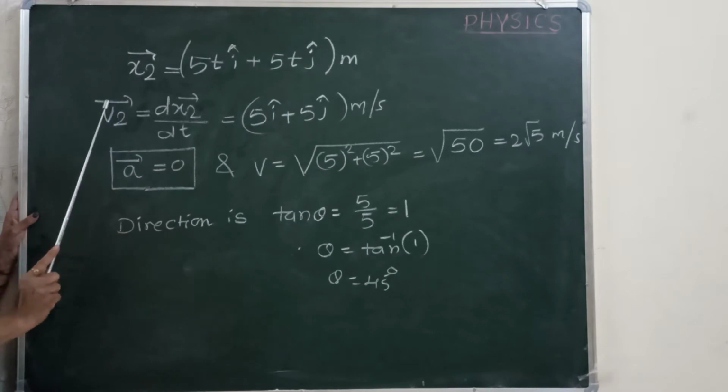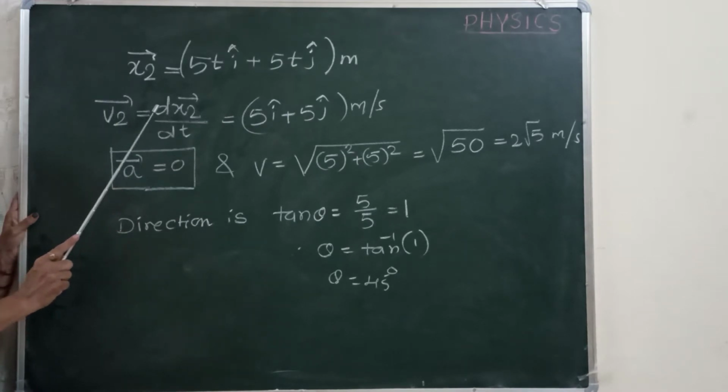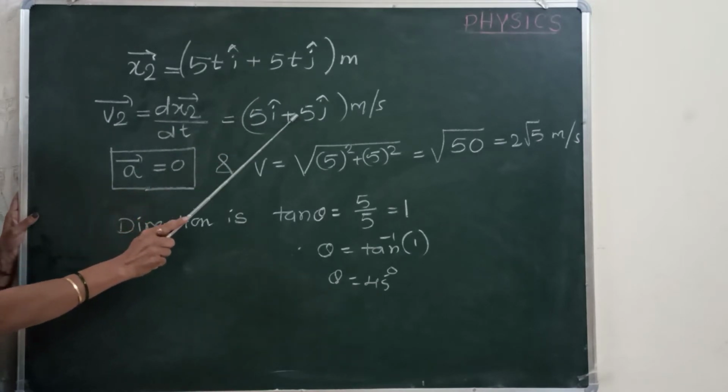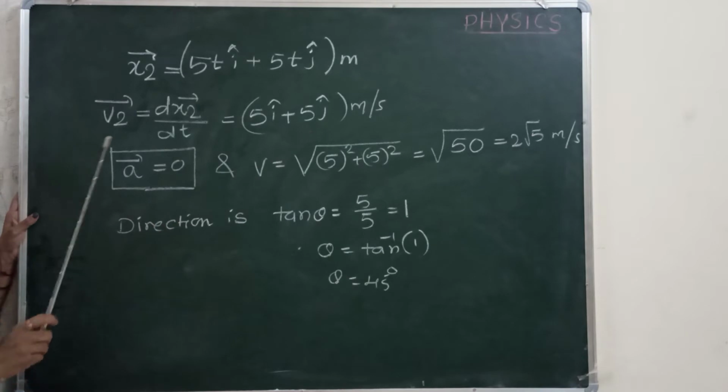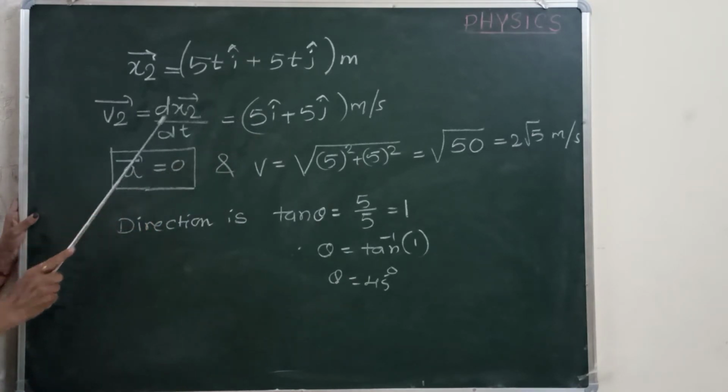Then we find the velocity which is related to this formula: v2 is equal to d/dt of x2. So it comes to be 5i plus 5j meter per second. Since this term does not contain any term related to time, we say the acceleration of that particle is equal to 0. Velocity is independent of time, that means its acceleration is 0.